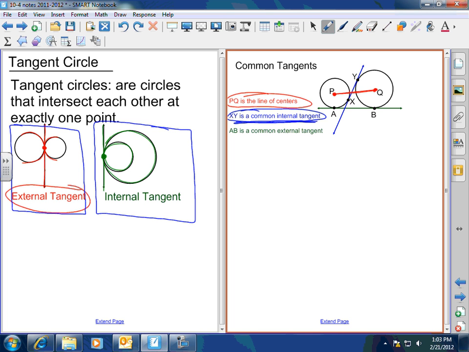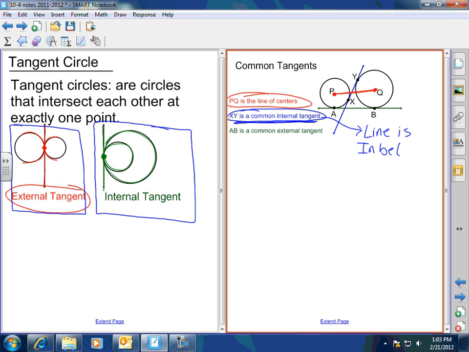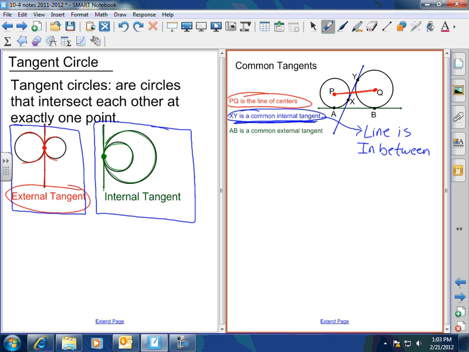Thank you very much. Fantastic. It is an internal tangent because the line is in between both circles. Very good job. Awesome. Very well done. And then, my last but not least, my AB is the common external tangent because it's on the exterior. It's on the outside of both of them.